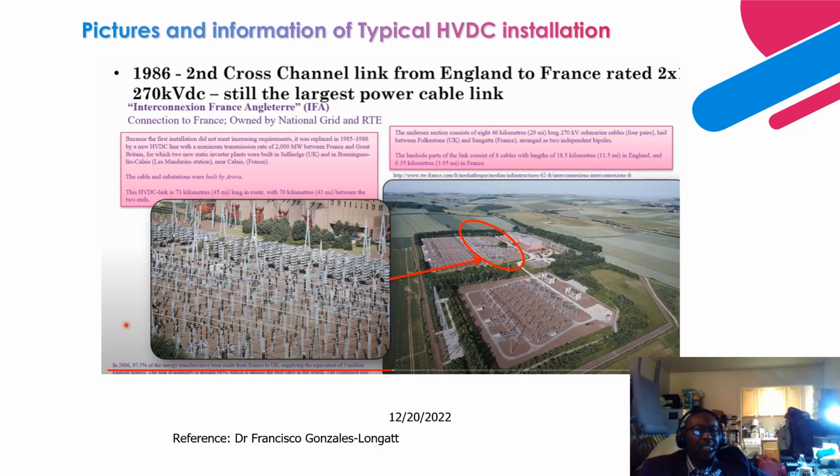Then in 1986, a second cross-channel link was installed, and this was a bipole, 2 times 270 kV DC, and that has been the largest power cable link.